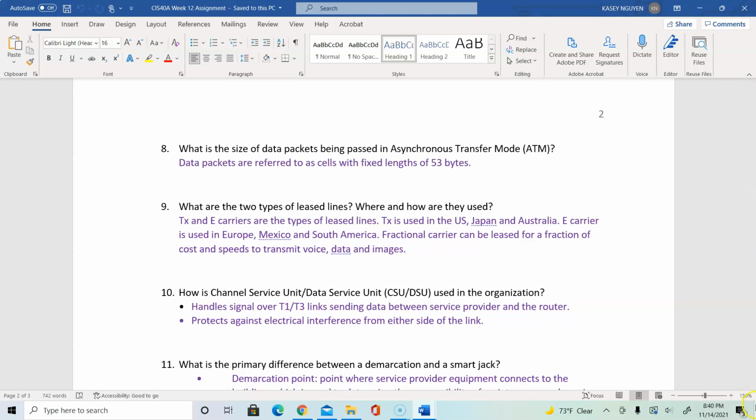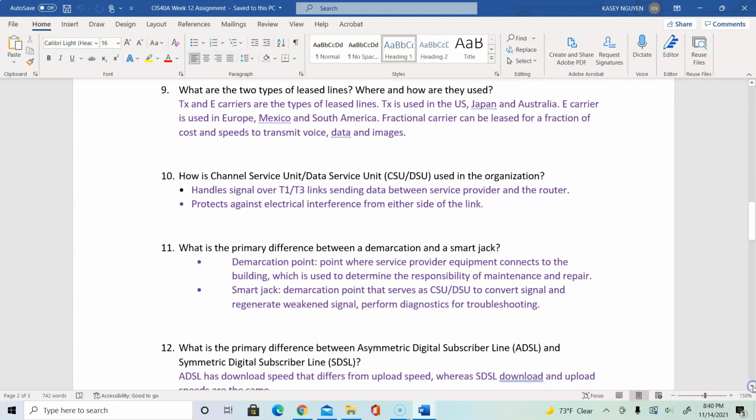Question 11. What is the primary difference between the demarcation and smart jack? Demarcation point is where the service provider equipment connects to the building, which is used to determine the responsibility in the maintenance and repair. The smart jack is also a demarcation point that serves as a CSU/DSU to convert signal and regenerate weakened signal, perform diagnostics and troubleshooting. So smart jack is above the demarcation in that it does the diagnostics for troubleshooting and it regenerates the signal.